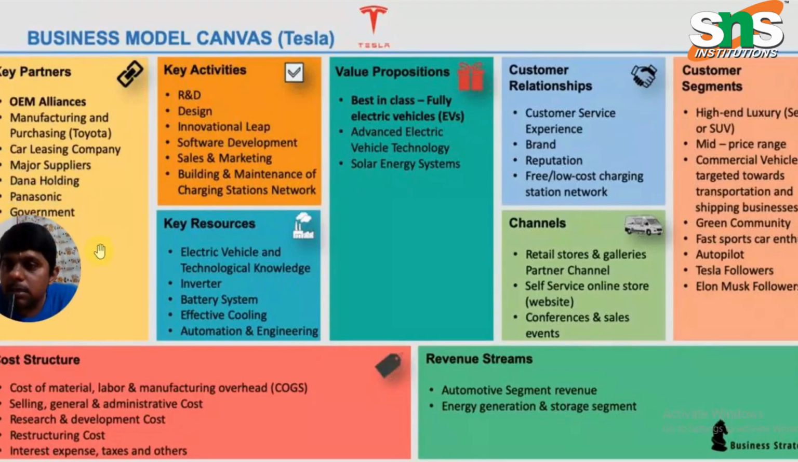Following that, the key activities done in Tesla are R&D, design, innovation leap, software development, sales and marketing, and building and maintenance of charging station networks. Accordingly they have expanded their activities. Majorly they research the materials used for battery manufacturing and the cooling system, because compared to an ICE engine there are no major components other than the motor and the battery system.